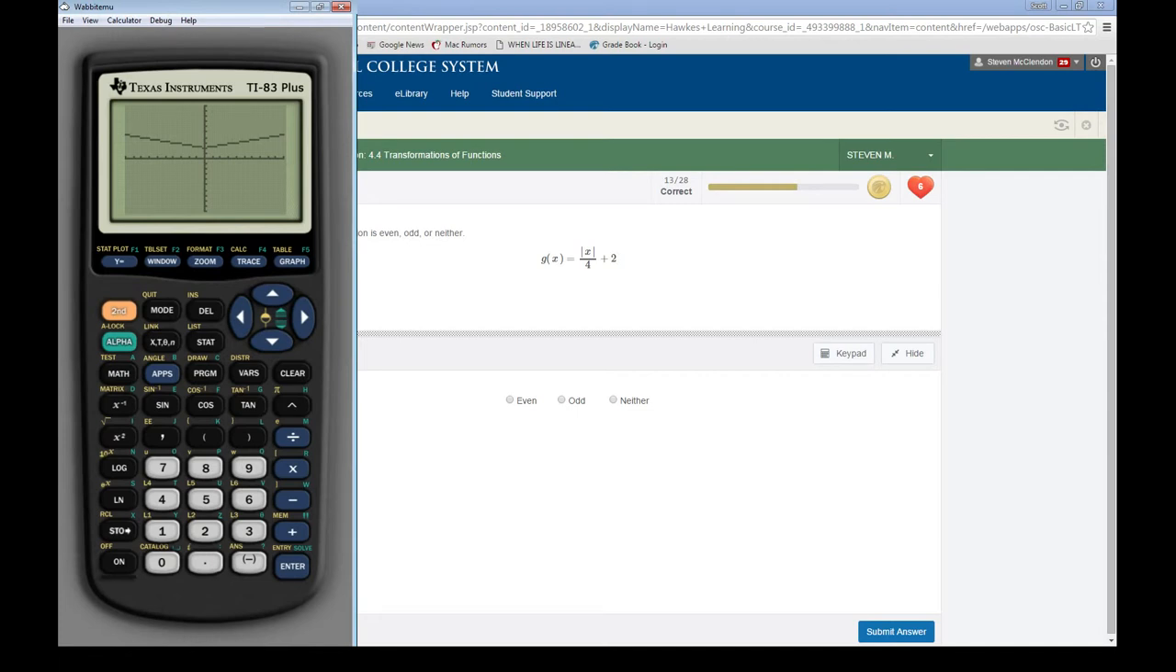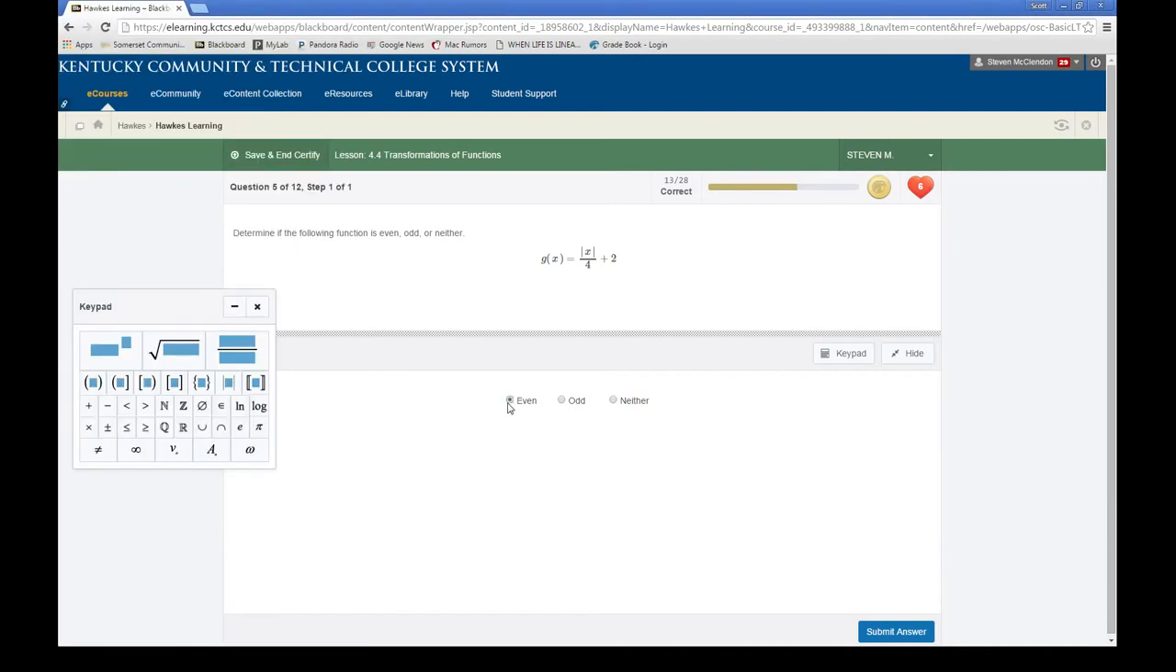Now if I fold this on the y-axis, it'd fold on top of itself. So it is still even. If I had moved this off of the y-axis, if I had any horizontal shift, it would have lost that y-axis symmetry, and I would have picked neither. So in this case, it's even.